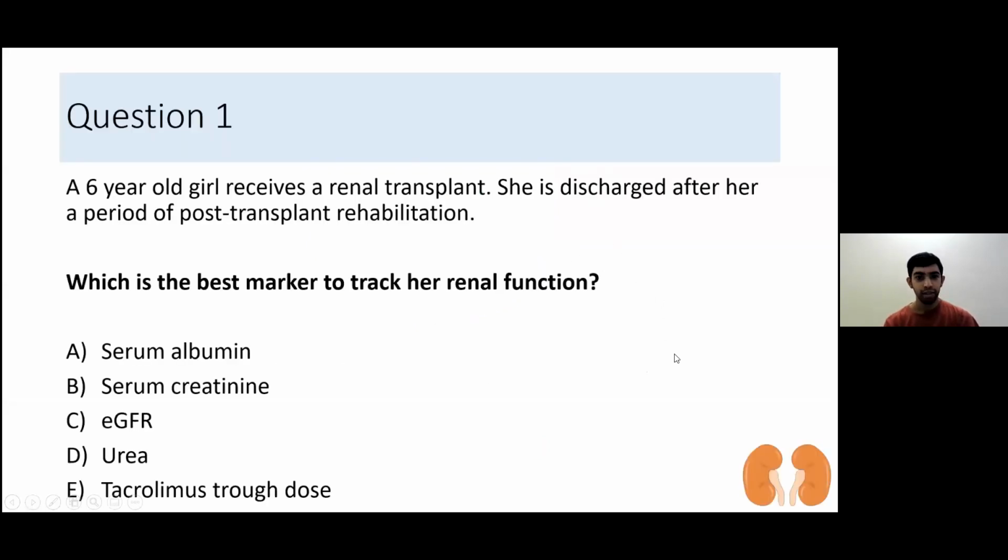So we'll start with the first question. And we'll give roughly a minute for people to answer. 10 seconds left.